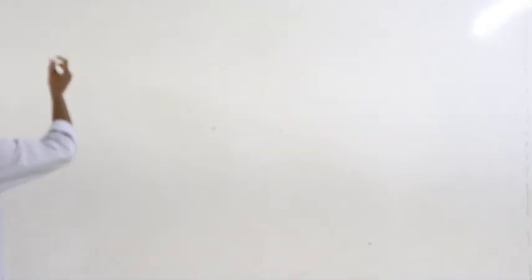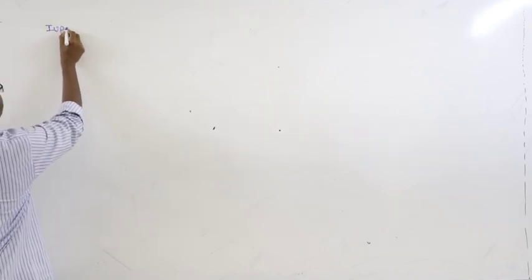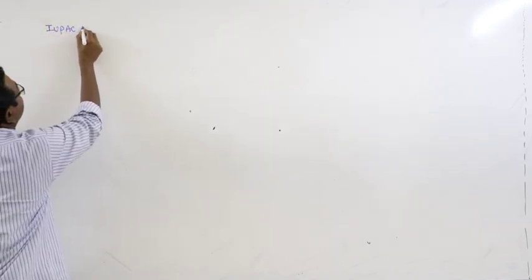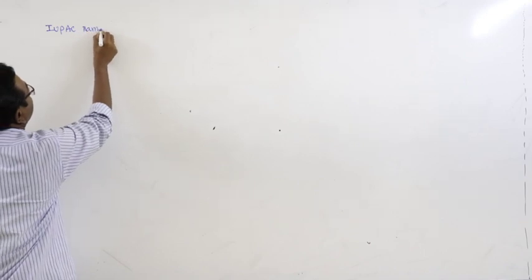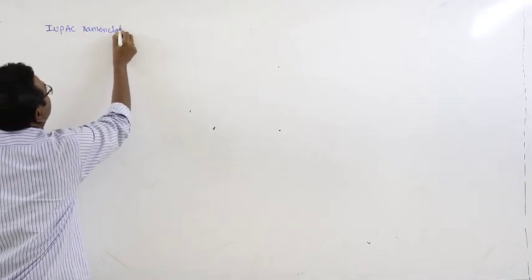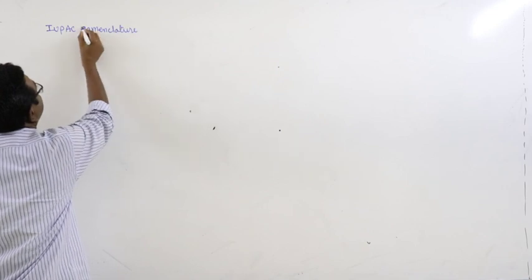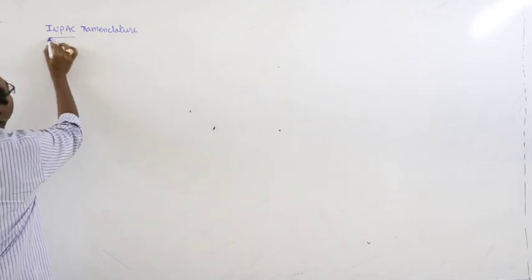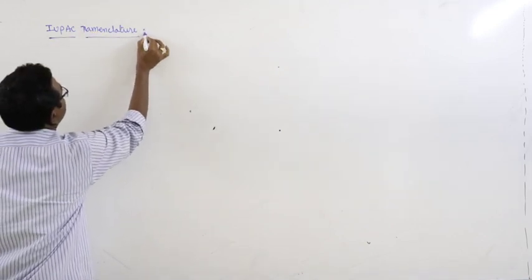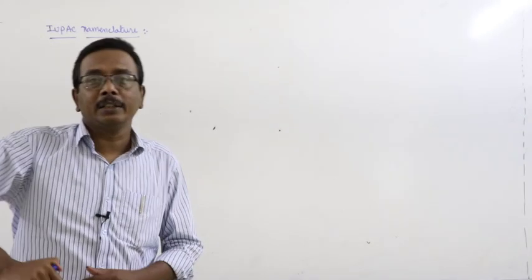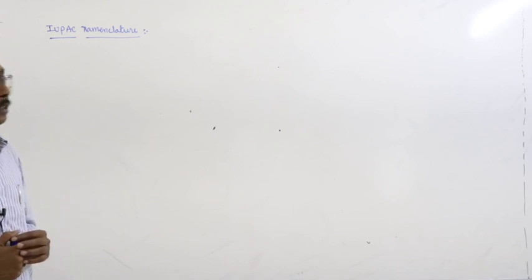And what about the details of the IUPAC nomenclature and how the names of the elements are given? That is nothing but the IUPAC nomenclature. How the names of the elements are given, that is the topic today.